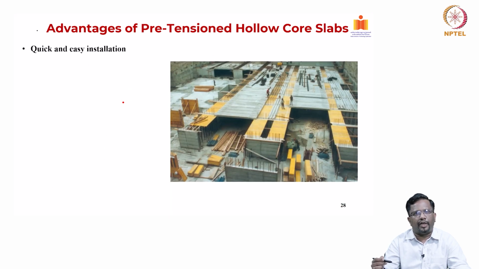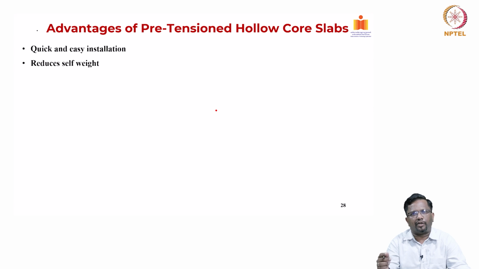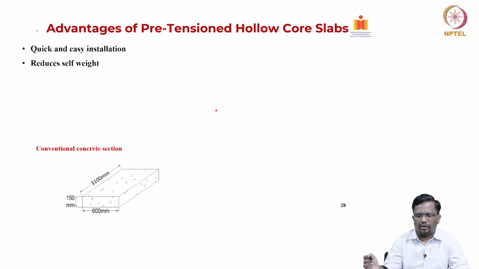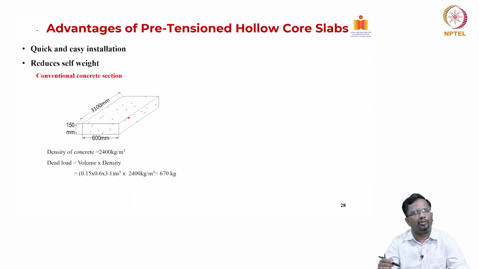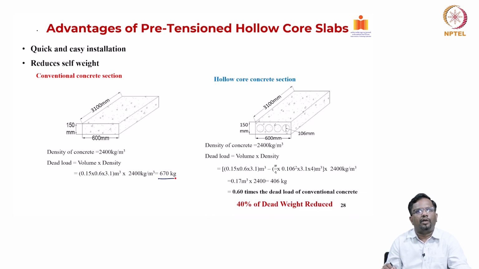So, quickly, what are the advantages of pre-tensioned hollow core slab? Because they are very lightweight, they are very quick and easy to install, like the one that you see here, and these are all spanning like this in each direction, right. And then they reduce the self weight, as we have discussed, because we have removed the weight in the center of the hollow core. For example, if you take a 3.1 meter by 150 mm slab with a width of 600 millimeter, you get the weight as 670 kg. The same thing if I make it as a hollow core, now the weight becomes 406 kg. So, there is a reduction of almost 40% of the dead weight.